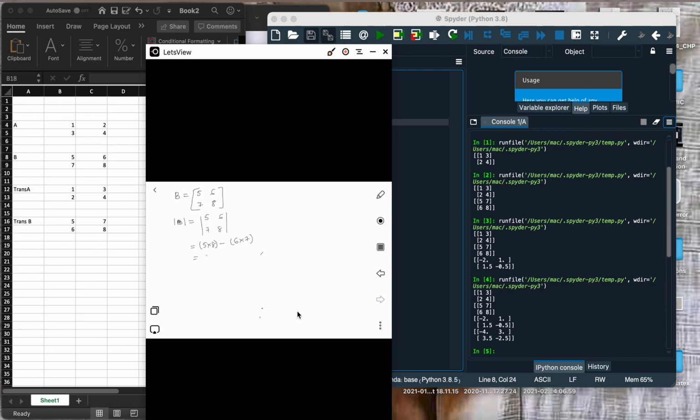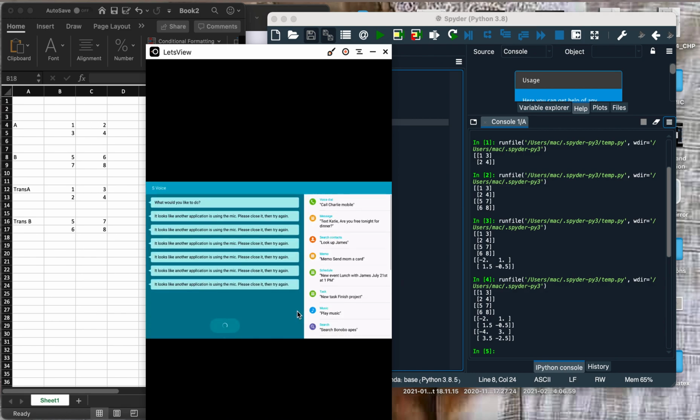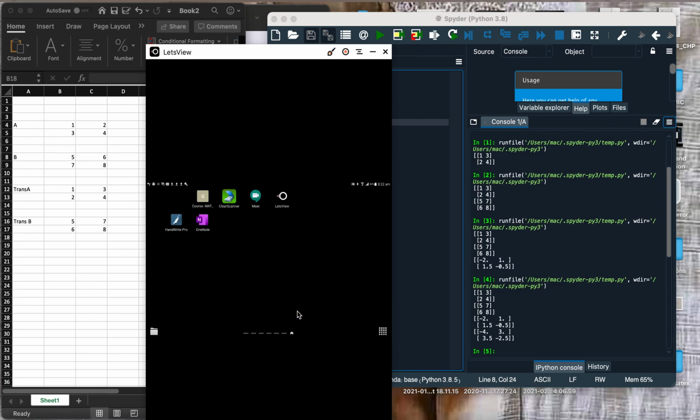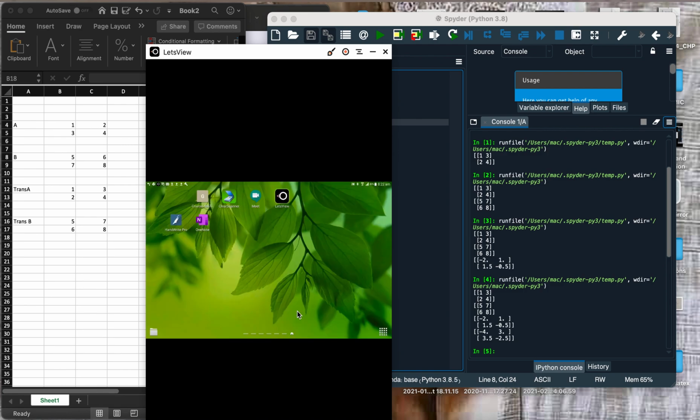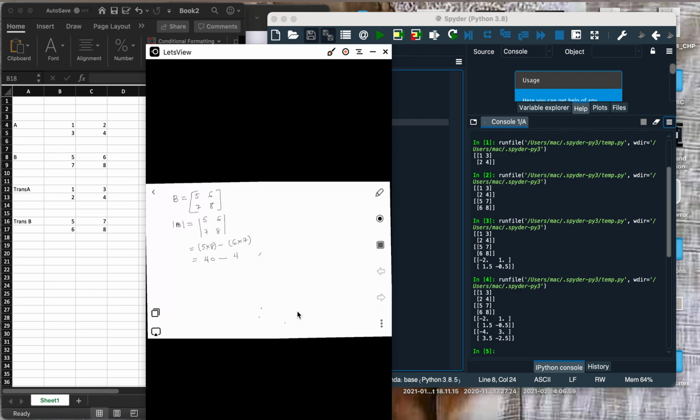Right, so 5 times 8, which is 40, minus 6 times 7, that will give us 42. All right, so the answer is equal to minus 2. And this is a non-zero number, so it means the inverse exists.